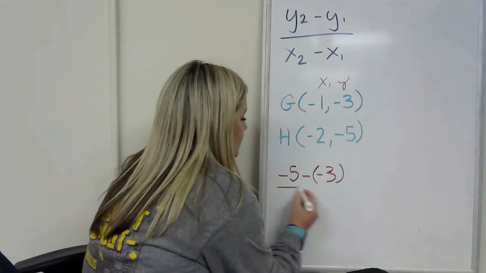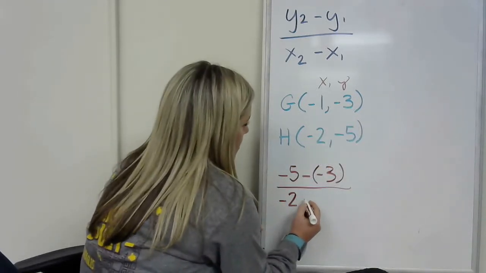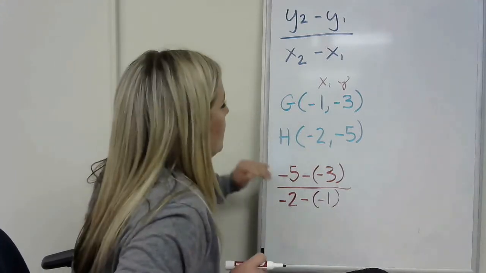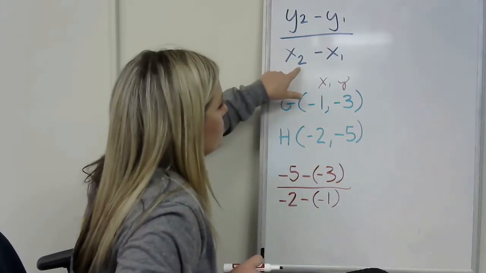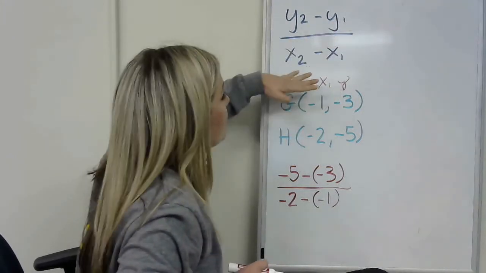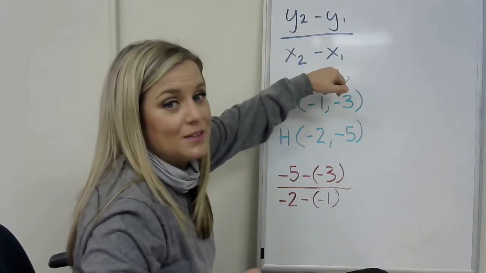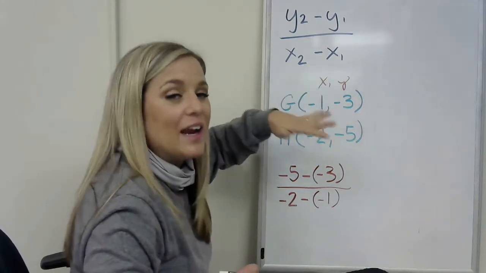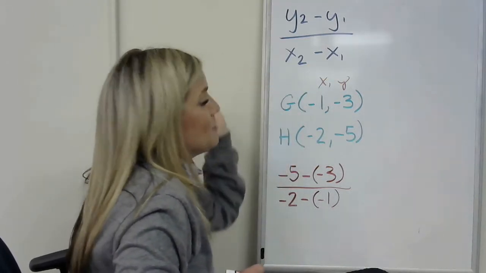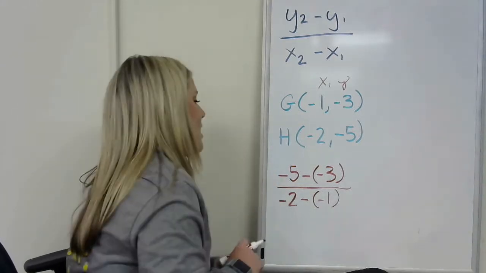All right, so these are our y's, and we're going to do -2 minus -1. Now listen, we've got to keep our likes together. So if you choose to do y2 first minus y1, underneath you better have your x coordinate, the second x coordinate minus the first x coordinate, okay? You got to keep them together. If you don't, it's a big old mess. Then it's not the correct slope. Okay, so keep your likes together.